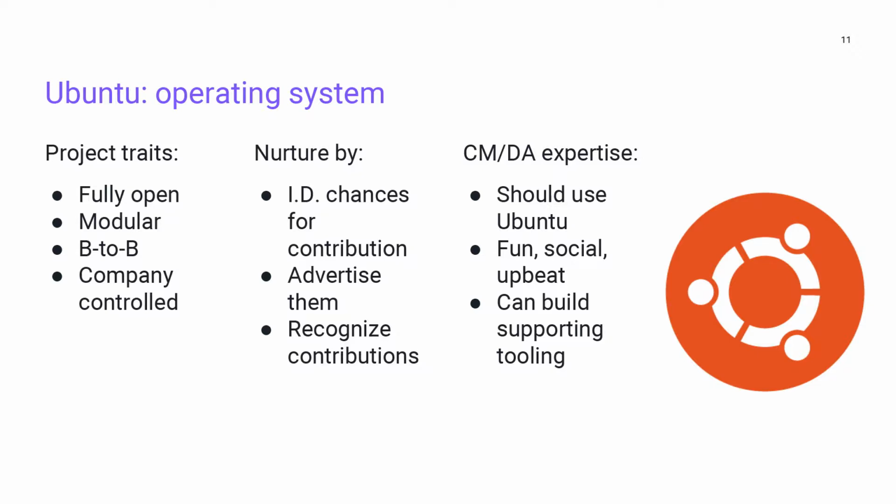It is more business to business. There are lots of individual community users of Ubuntu, but for the most part, most of the Ubuntu deployments in the world are run by companies. And it is company controlled. There are parts where you can have influence in the community, but for the most part, Canonical actually drives the direction of major decisions.